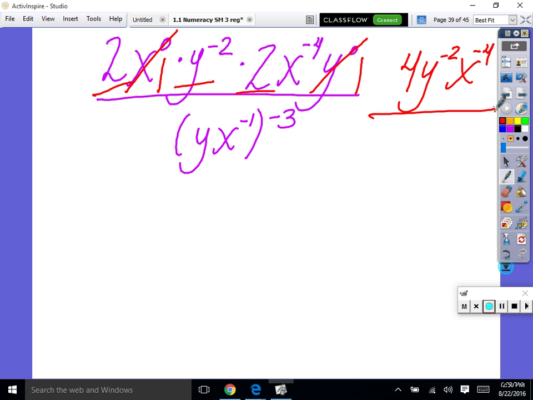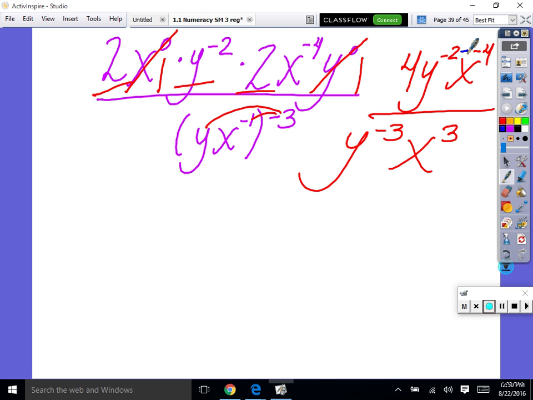On bottom, raise power to a power and you multiply. So remember this will distribute to both of these. So we have y to the negative 3, x to the positive 3, right? Negative 1 times negative 3. Yeah. Positive 3. We're good? Yes. Okay, now we'll simplify the whole thing. When you divide them, you subtract. So we're going to have negative 2 minus 3, right? Minus negative 3 is what I meant to say.